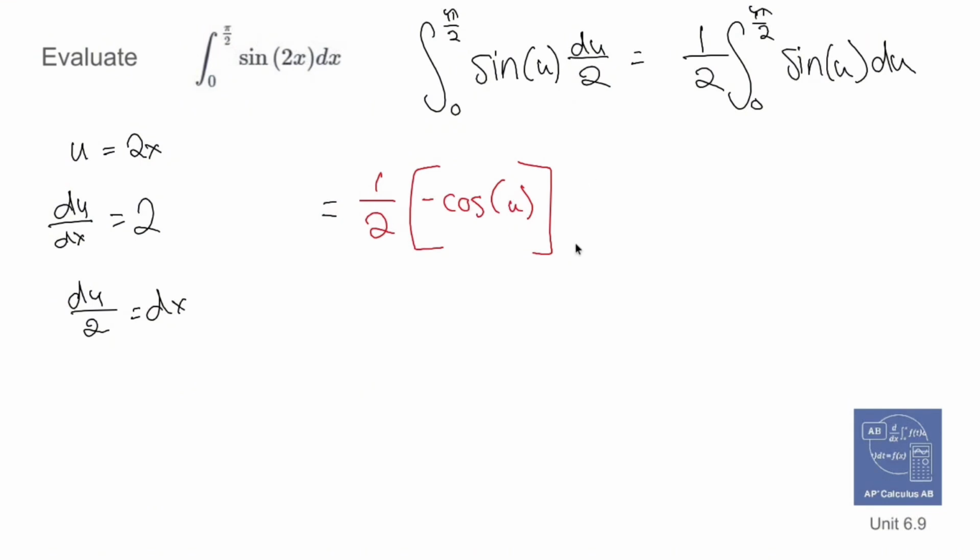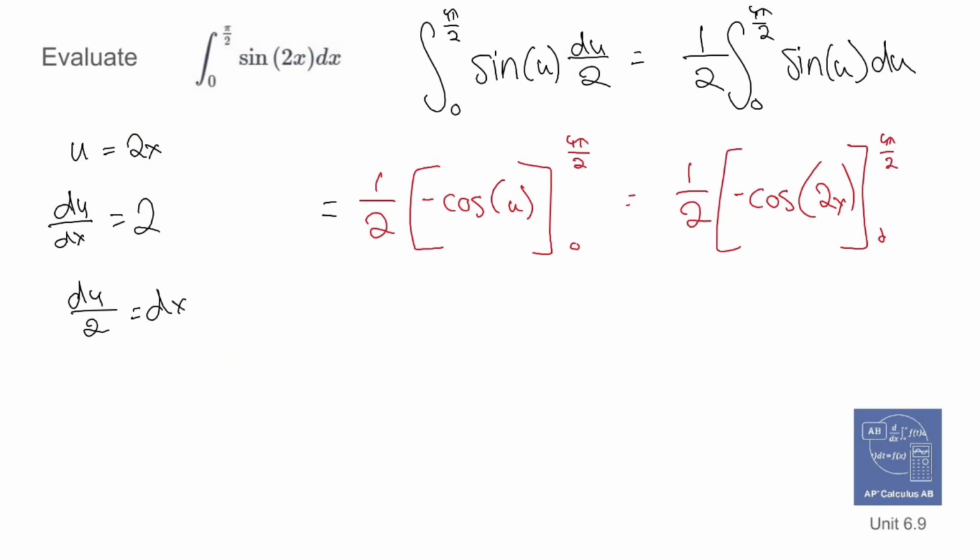Now my limits of integration are 0 and pi over 2, but remember this 0 and that pi over 2 go with the original problem where x is 0 and x is pi over 2. So I have to substitute 2x back into u. So this becomes 1/2 negative cosine 2x, and now we're cooking with gas.